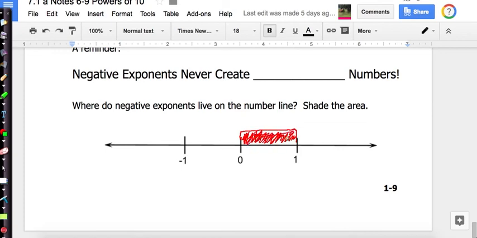So remember, negative exponents never create negative numbers. And remember that negative exponents turns it upside down. So for example, 10 to the negative second would turn into 1 over 10 to the second. And when it turns upside down, it loses its negative exponent.